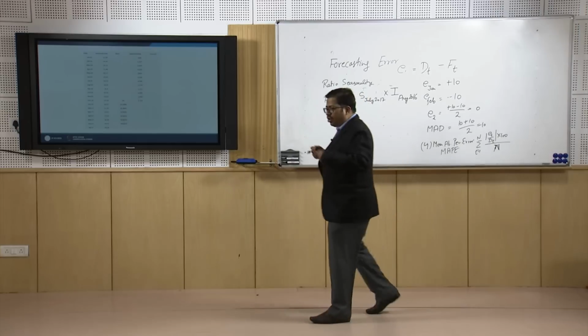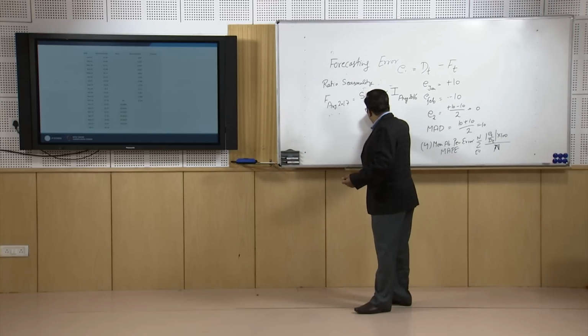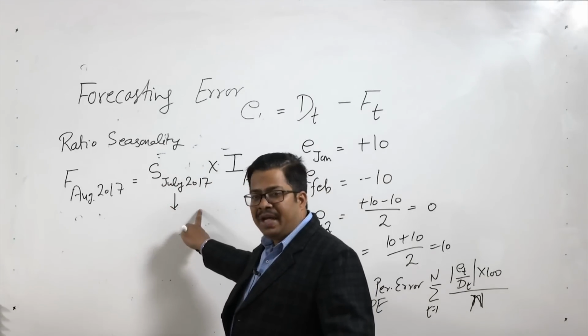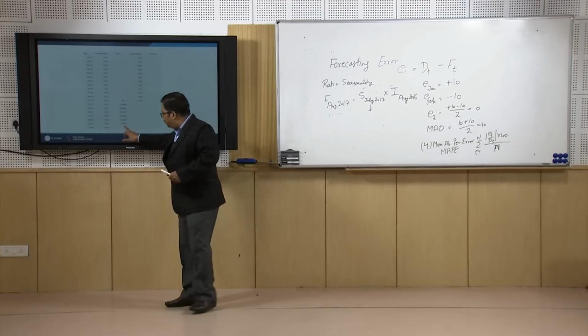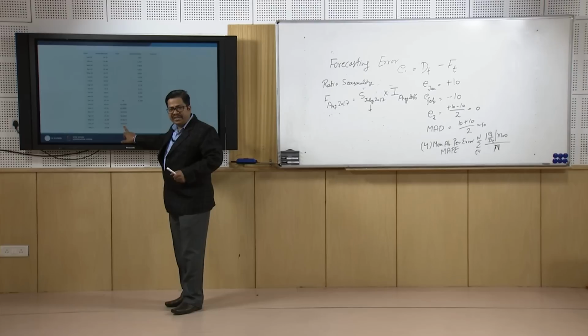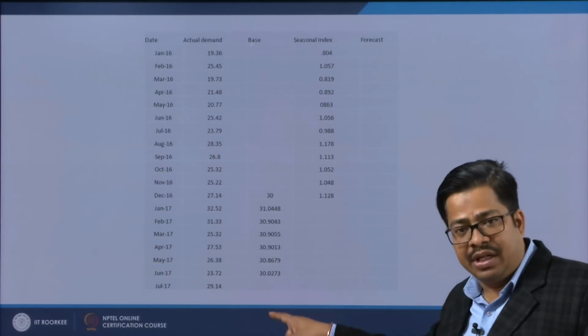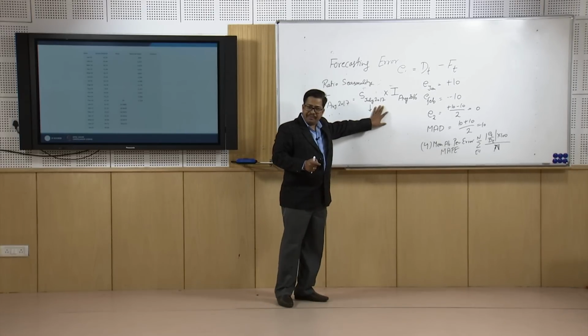Now, my job here is to determine the value of the base of 2017. So, I have the base of June 2017, and I will use its value of 30.0273 to get my updated base for July 2017.